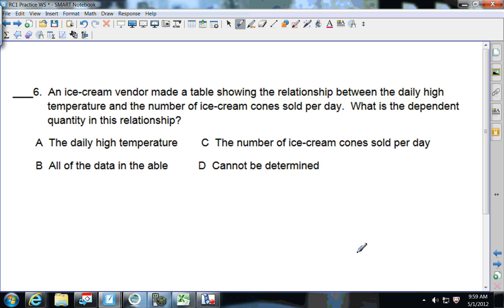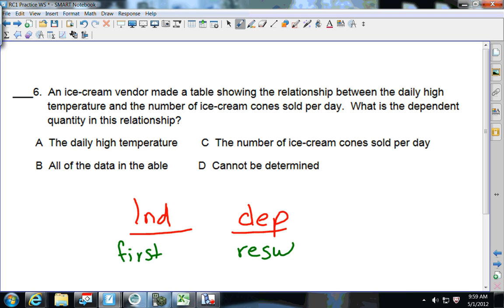Number 6, an ice cream vendor makes a table showing the relationship between daily high temperature and the number of ice cream cones sold. What is the dependent quantity in the relationship? Okay, when we talk about independent and dependent, independent is going to be the thing that happens first. The dependent is the result.